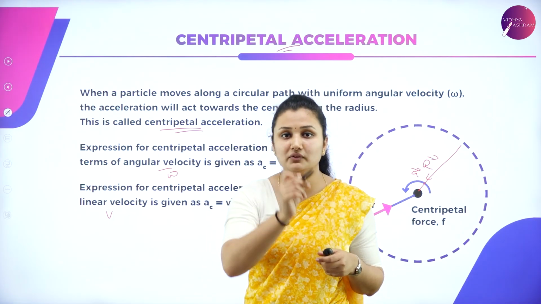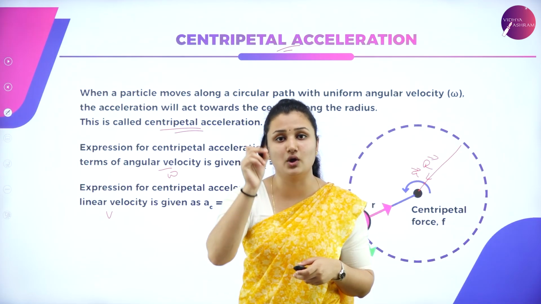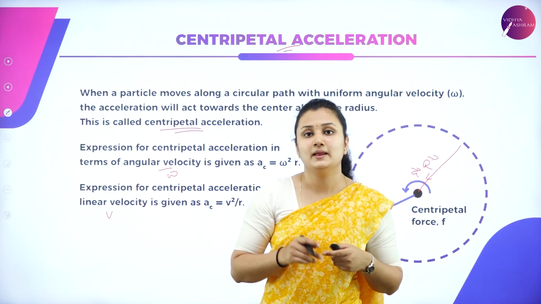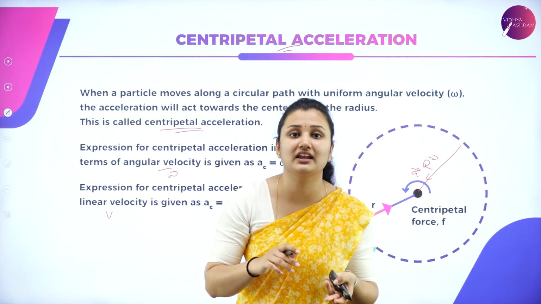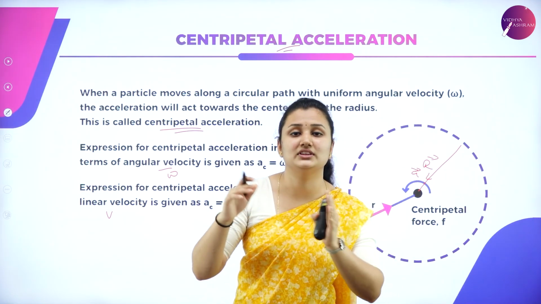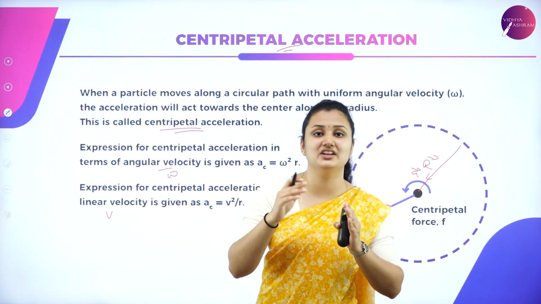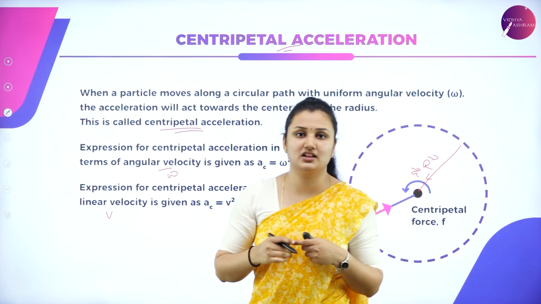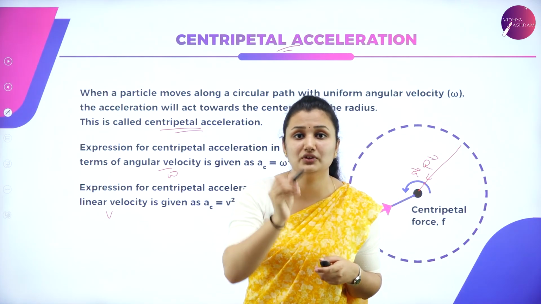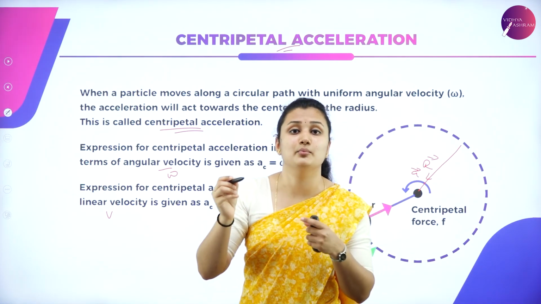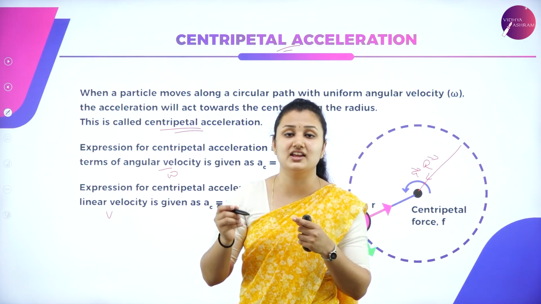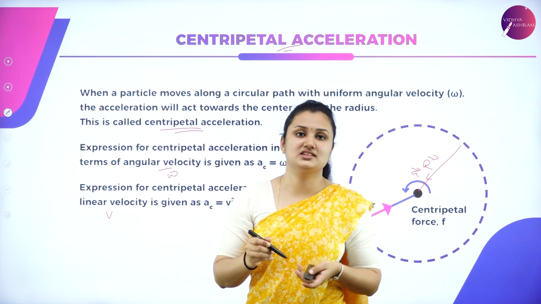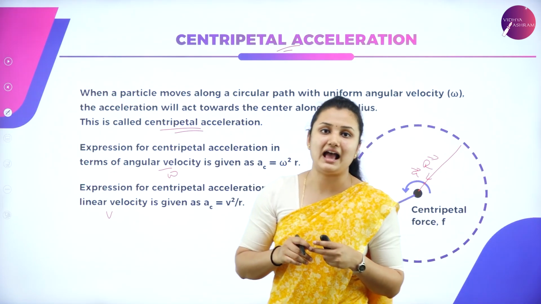If a body is moving with uniform angular velocity omega, it is called uniform circular motion. Then we derived a relation connecting linear velocity v with angular velocity omega: V is equal to r omega. Then we studied centripetal acceleration. If the body is moving with uniform angular velocity, then the body will experience acceleration acting along the radius vector towards the center. So that is about centripetal acceleration.